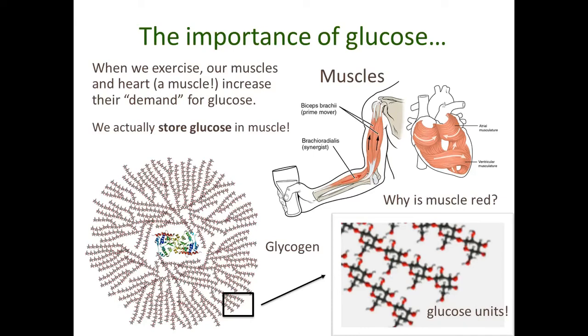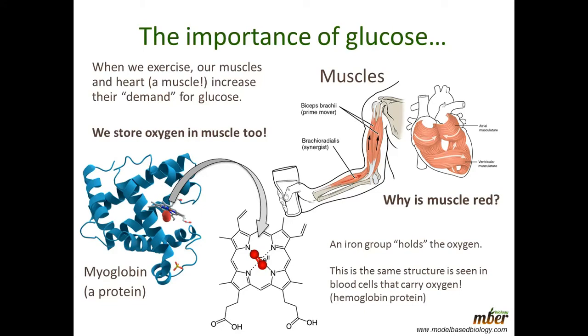So why is muscle red? Because of the oxygen. When we exercise, we store oxygen in muscle too. And so that's myoglobin, which is a protein, and it's the iron that holds the oxygen. And this is the same structure that's seen in blood cells that carry the oxygen, the hemoglobin protein.